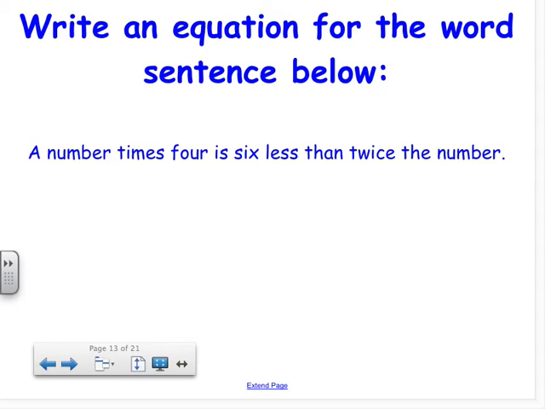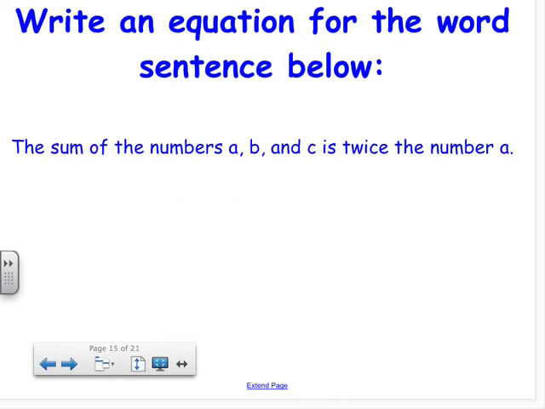Okay, a number times 4 is 6 less than twice the number. Pause the video and try this one. Press play when you're ready. Okay, so 4 times a number n, so that would be 4n. Notice that 4 is in front of the n, equals 6 less than twice the number. Give yourself a pat on the back if you wrote minus 6 or plus the opposite of 6 instead of 6 minus.